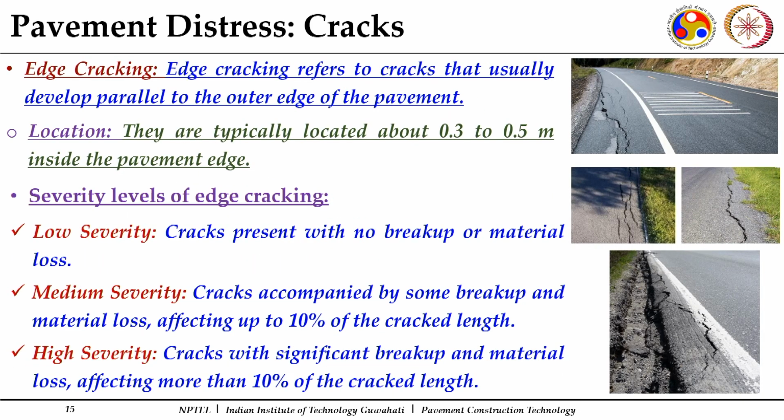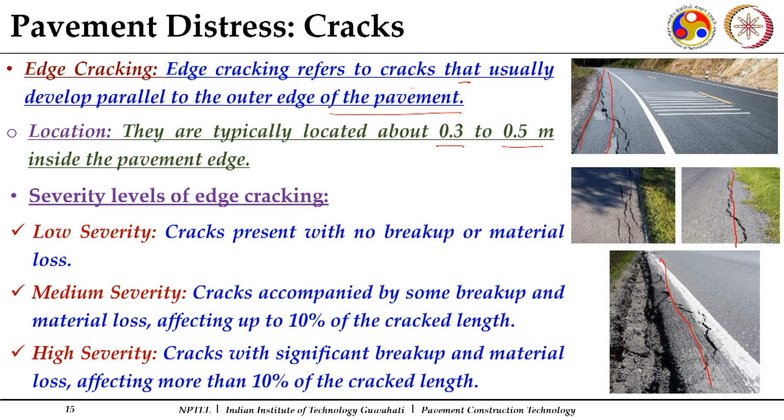Then the edge cracking. The word itself says it occurs at the pavement edges. So edge cracking refers to the cracks that usually develop parallel to the outer edge of the pavement. You can see this is the outer edge, and these are occurring parallel to it. When this is happening, we call it edge cracking. They are typically located about 0.3 to 0.5 meter inside the pavement edge.